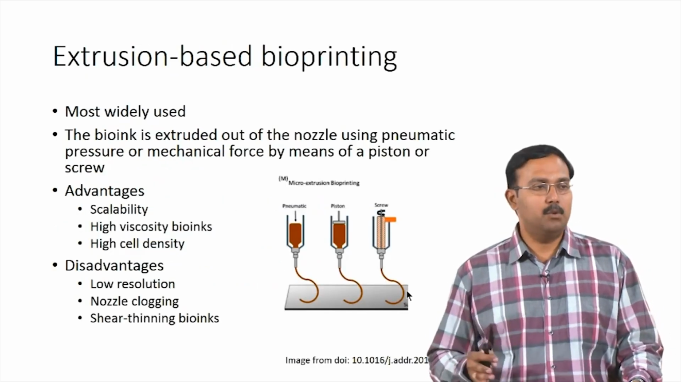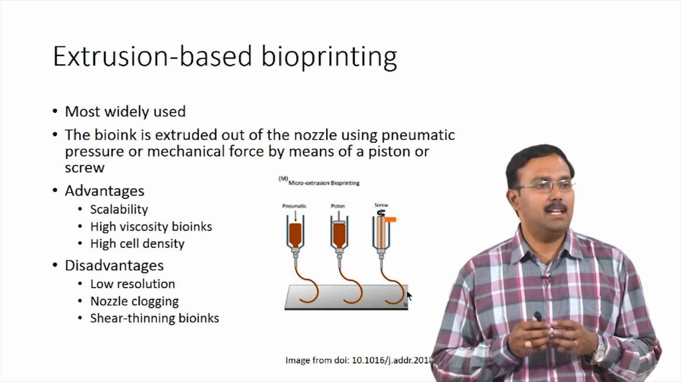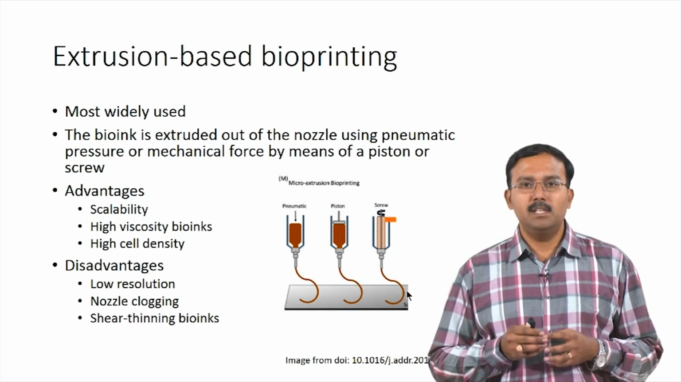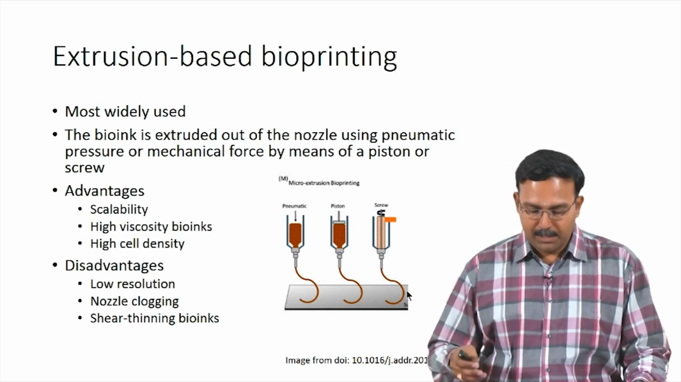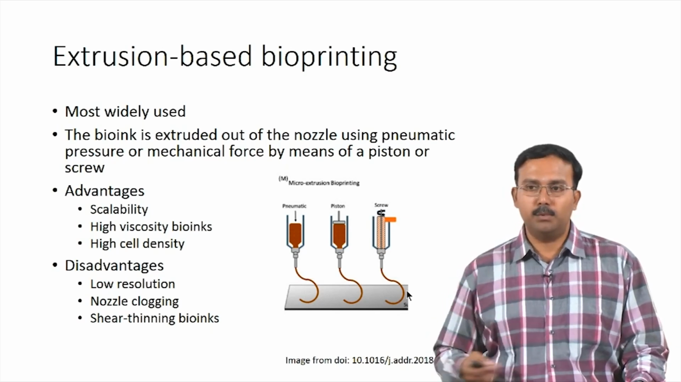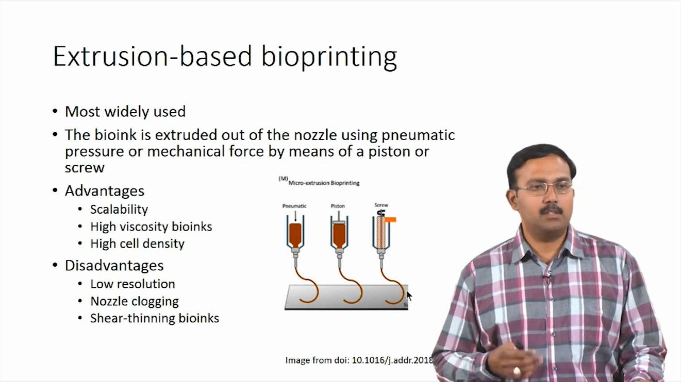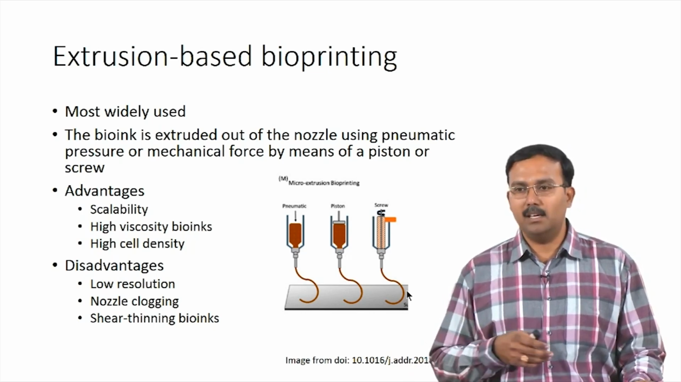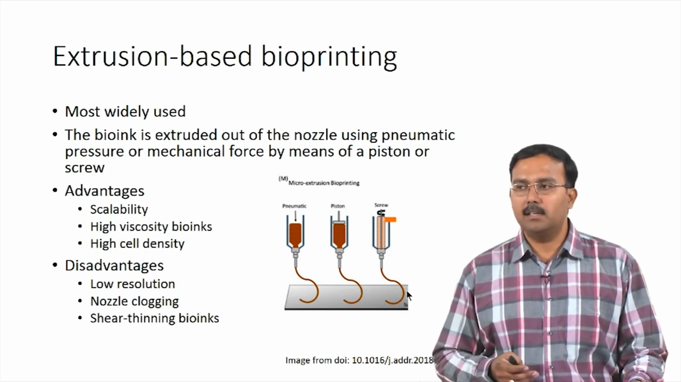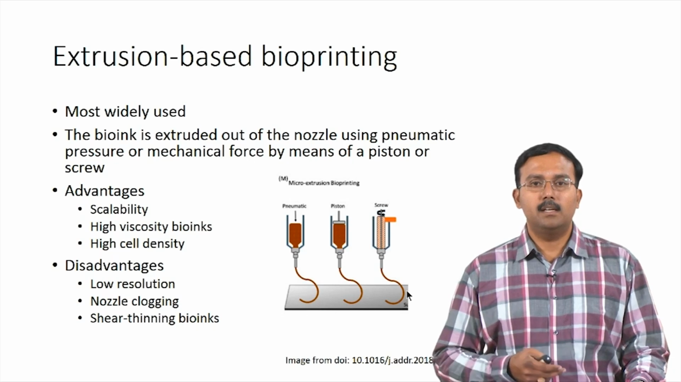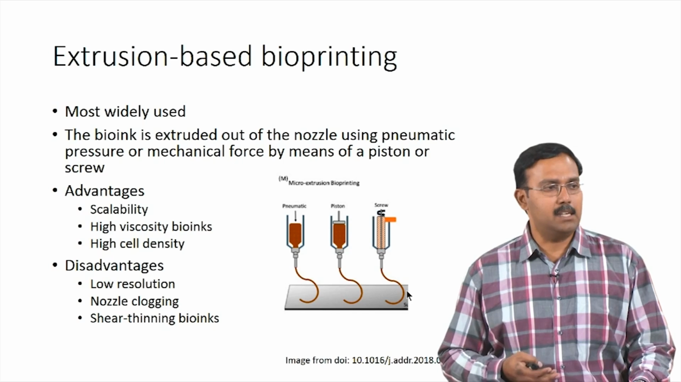Extrusion based bioprinting is the most widely used method, and the bio ink here is basically extruded out of a nozzle either using a pneumatic pressure or a mechanical force. The mechanical force could be either a piston or a screw which is used to push out the ink. So, the advantage is it is a very scalable process. That is why it has become widely used, and it is actually one of the more commonly used technologies in commercial 3D printers, 3D bioprinters. And this can use highly viscous bio inks, which means you can use high cell densities.